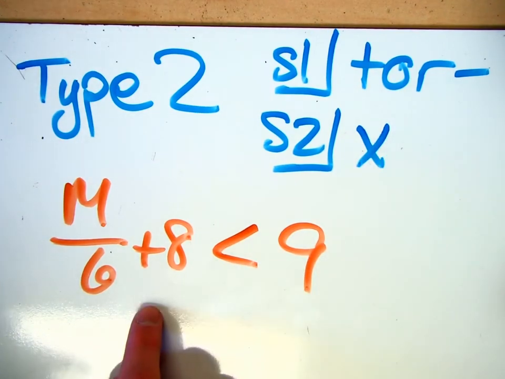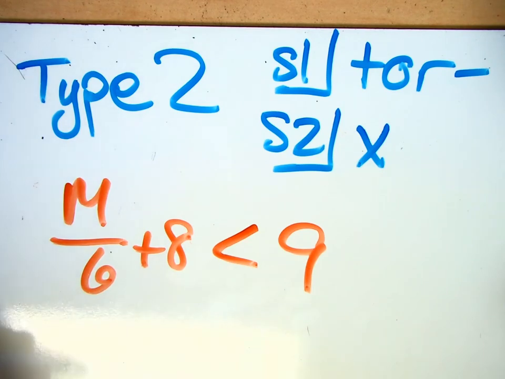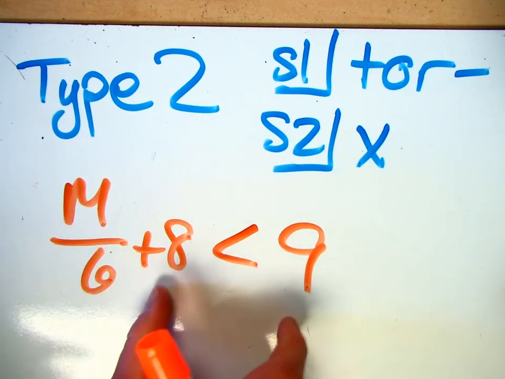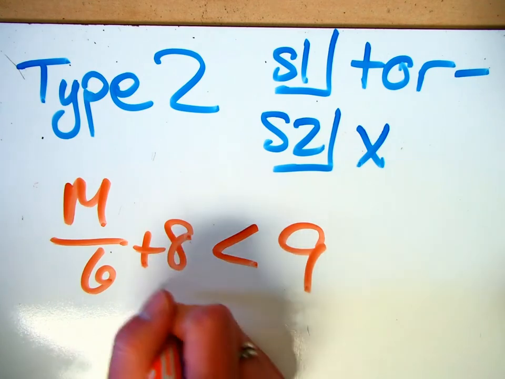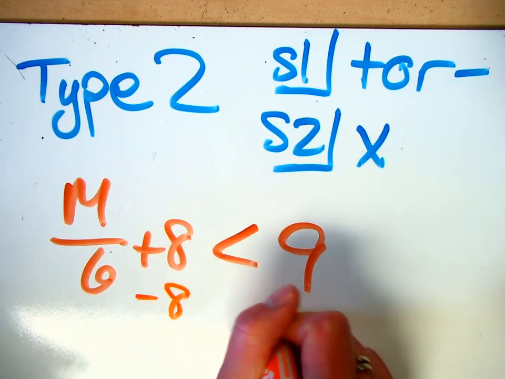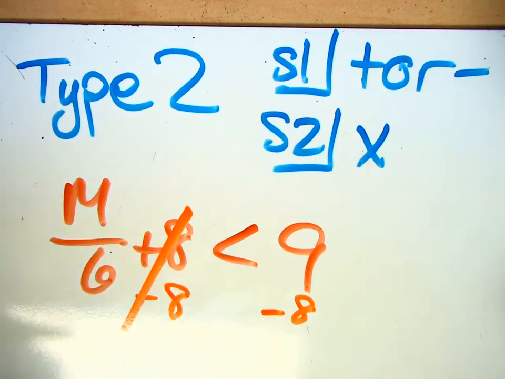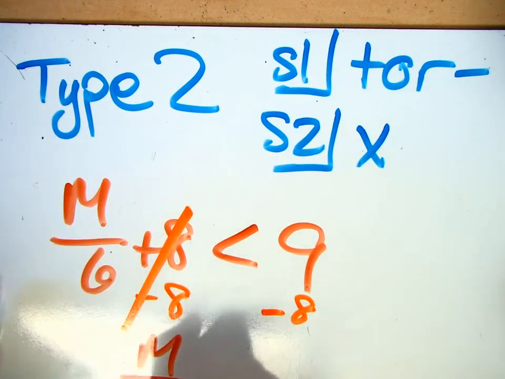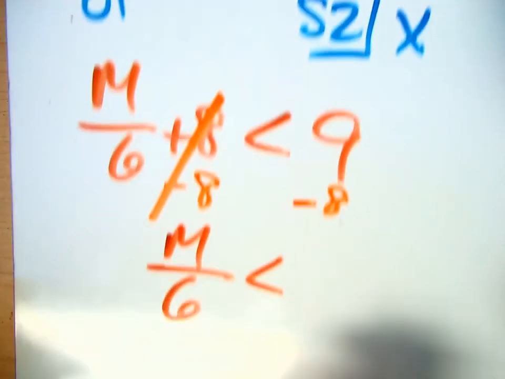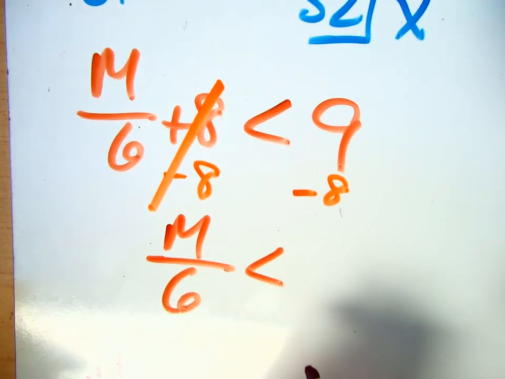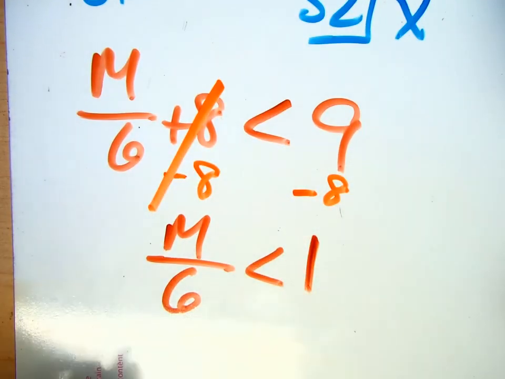Okay, for type 2 two-step inequalities, we need to add or subtract first and then multiply. Here's our first example. M over 6 plus 8 is less than 9. My first step again is going to be to get my single numbers together. The opposite of adding 8 is subtracting, so I'll subtract 8 from both sides. The 8's cross out, which means I get m over 6 left by itself. The inequality symbol stays the same, and 9 minus 8 is 1.